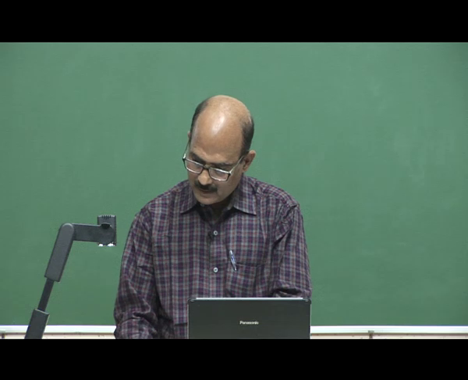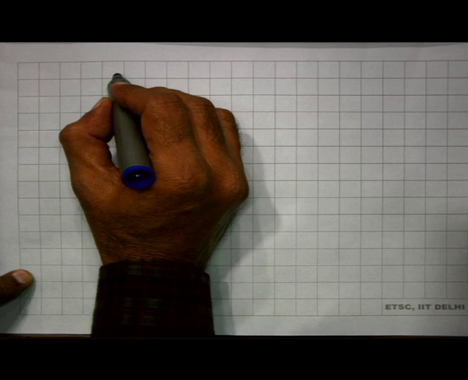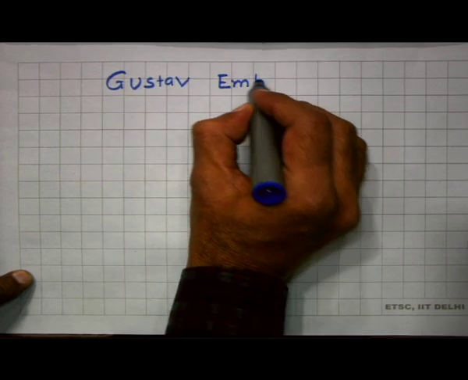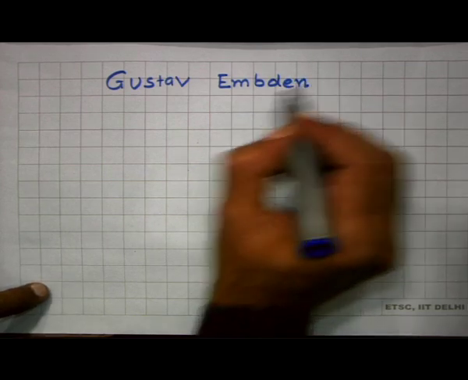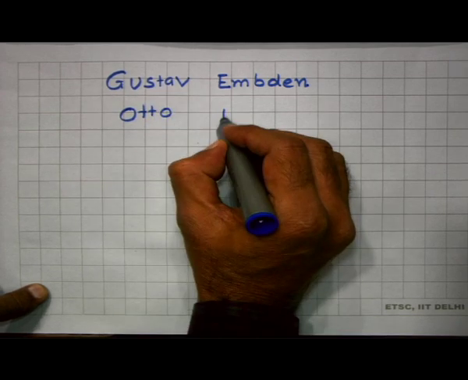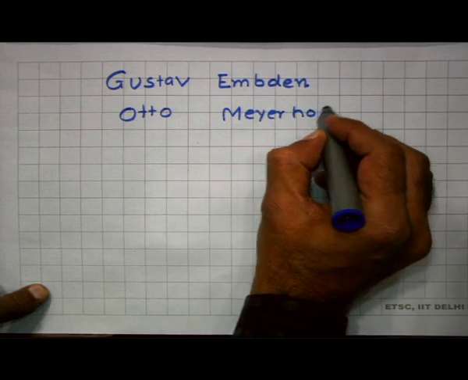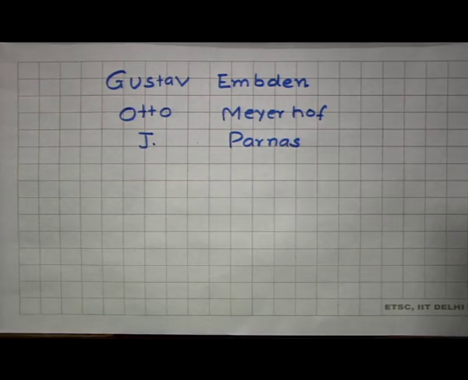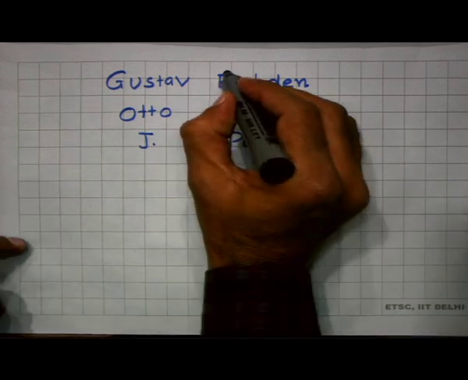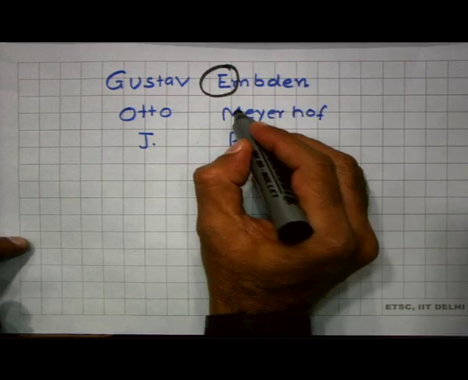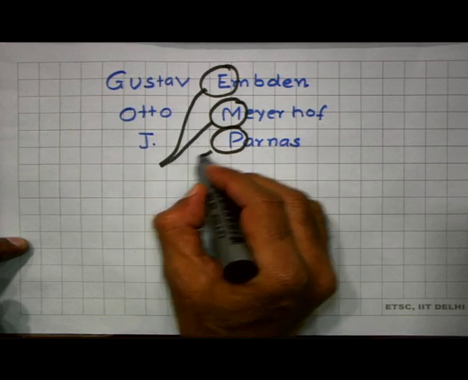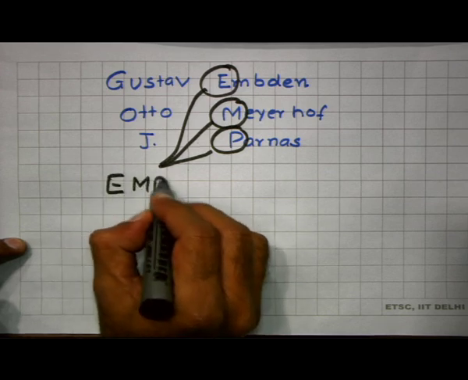It is a series of reactions that was given by 3 scientists, Gustav Embden, Otto Meyerhof and J. Parnas. As per the names of the 3 scientists, E is from Embden, M from Meyerhof, P from Parnas. So, the glycolytic pathway is also known as the EMP pathway.